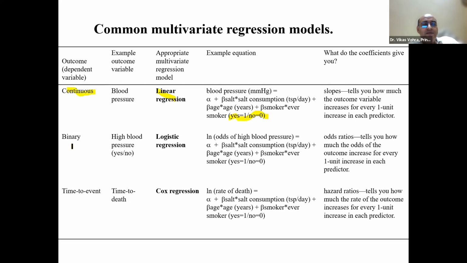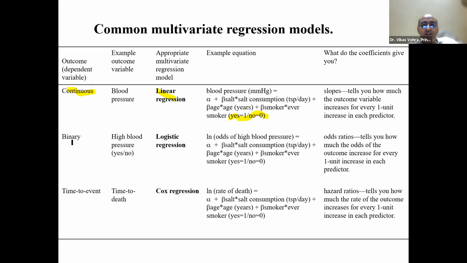If the outcome is binary, we have to use logistic regression. In the previous case it was the estimation of blood pressure in mm of Hg. Here we ask, what are the odds that a person will have high blood pressure? So whether he is having high blood pressure or not, that is the binary outcome. We take the same predictors, like salt consumption in teaspoons per day, whether he is a smoker, or his age in years. The predictors are the same, but the outcome is now in terms of the odds of having higher blood pressure.